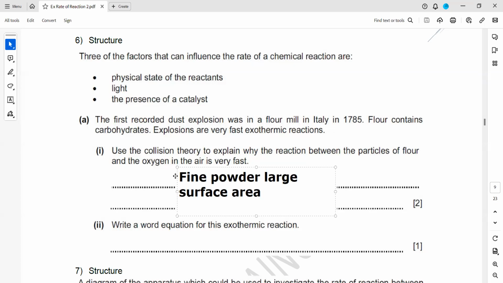And when it is having a large surface area, what will happen? There will be more collisions, or more successful collisions, or a higher collision frequency. That's why the reaction will be faster. Write a word equation for this reaction.